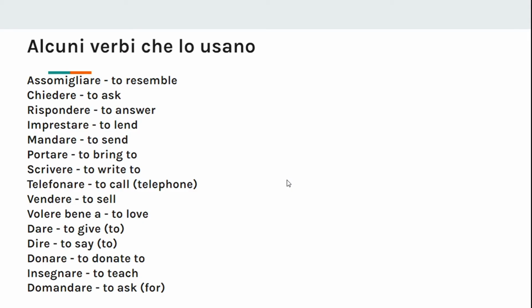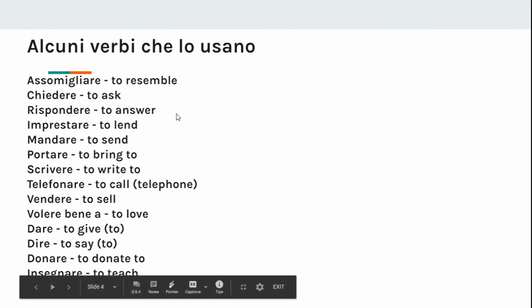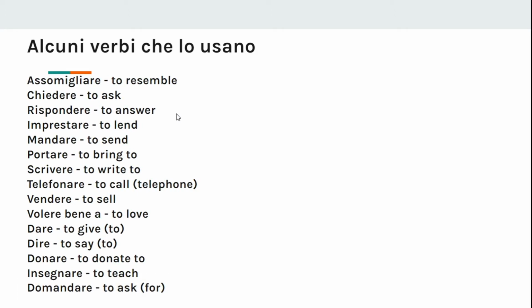All right, now let's look at a good list of alcuni verbi che usano indirect object pronouns. Okay? So if I were you, I would make a list of all of these. These are not the only ones that use them. These are probably, I guess, just the main ones you really should know. So assomigliare, chiedere, rispondere, imprestare o prestare, ok?